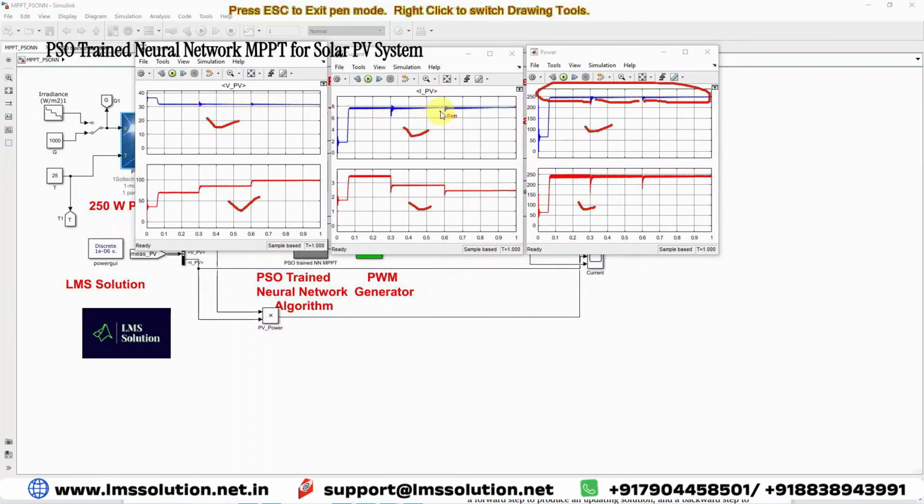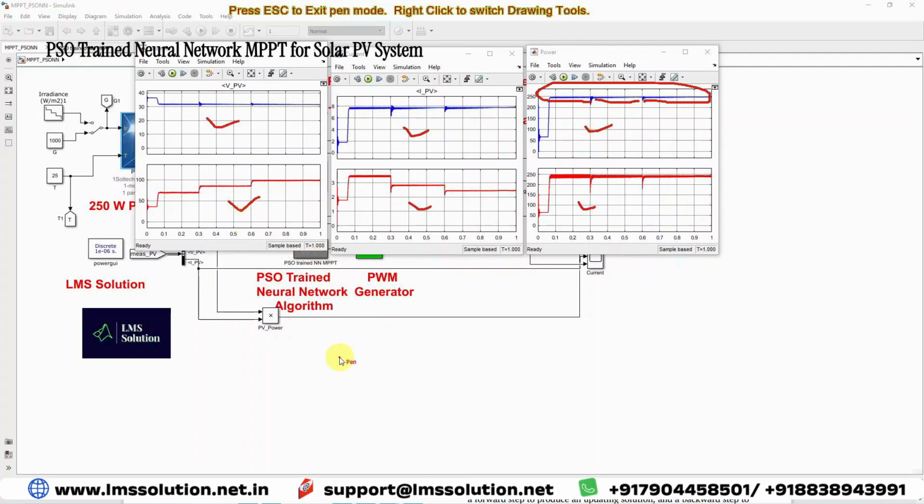If there are any changes in the load, the current is maintained nearer to the maximum point. And you can also see that when a change in load occurs in the system, the voltage is maintained around the maximum power point. There is a variation of the voltage, load current, and load power. For this condition, the PSO trained neural network MPPT effectively extracts the maximum power from the PV panel.